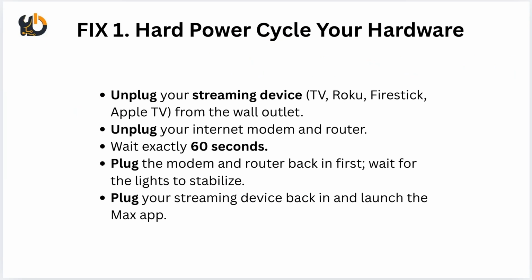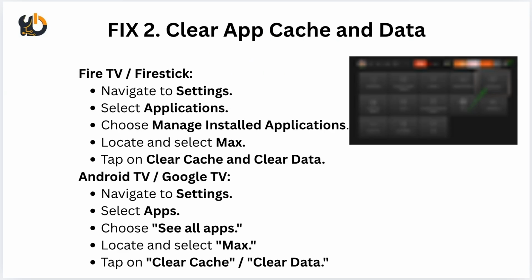Unplug your streaming device like TV, Roku, Fire Stick or Apple TV from the wall outlet. Then unplug your internet modem and router. Then wait for exactly 60 seconds. Then plug the modem and router back in first. Then wait for the light to stabilize. Plug your streaming device back in and launch the Max app.